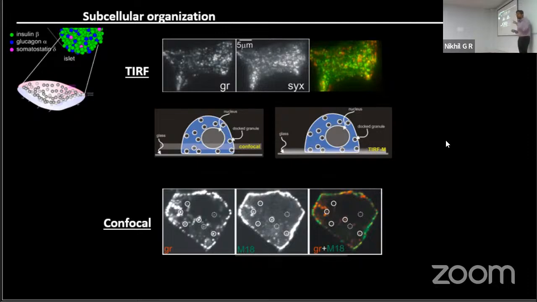If you see the same thing in the TIRF microscope, it looks something like this. You can see that you're seeing the cells from beneath. So you see those granules there, and you can see some of the proteins. So the advantage is that you are just focused on where the action is happening, which is close to the plasma membrane.